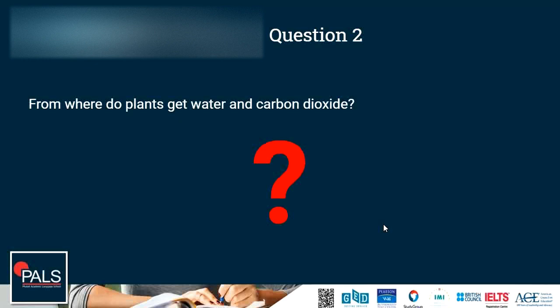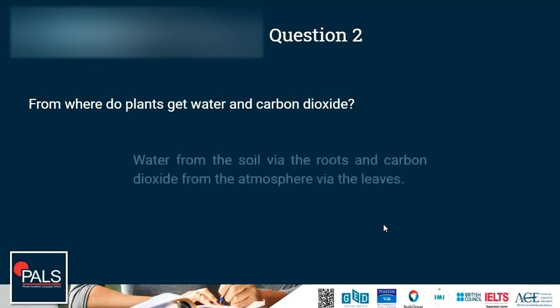From where do plants get water and carbon dioxide? I think I didn't mention that specifically in this lesson, but I'm pretty sure you know this. Water is absorbed from the soil via the roots, whereas carbon dioxide is absorbed from the atmosphere via the leaves.